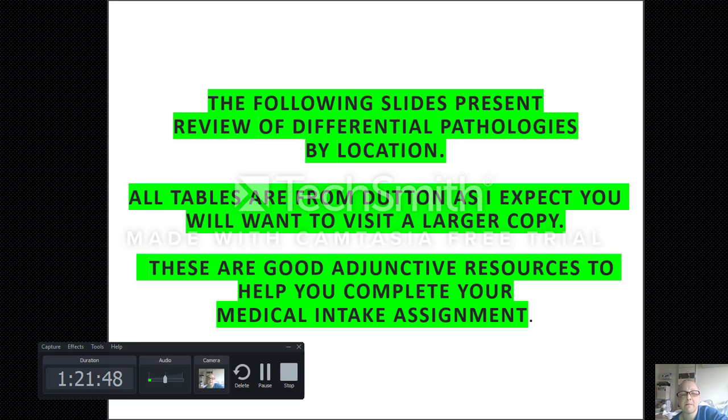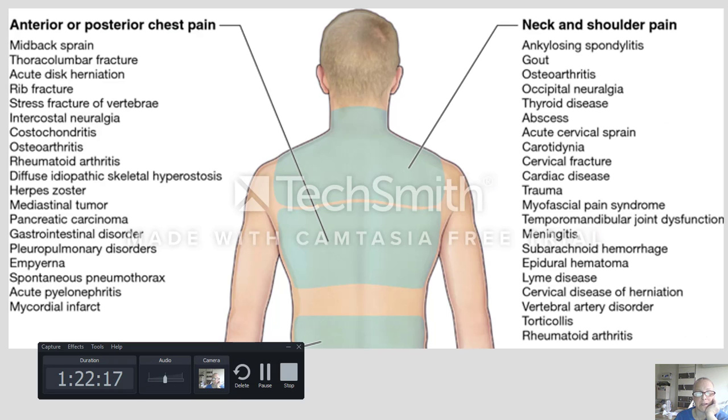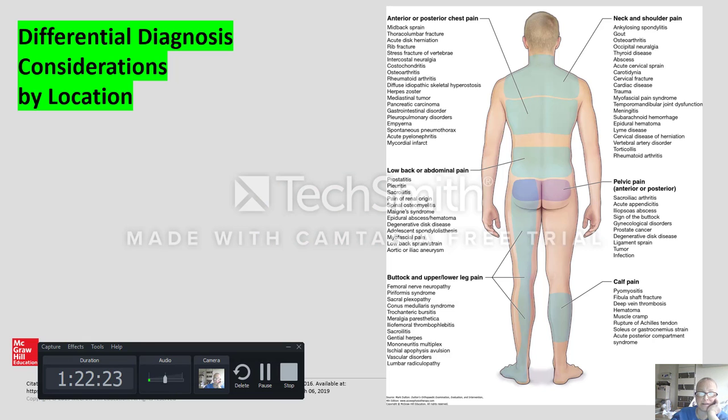The following slides review differential pathologies by location. All tables are from Dutton, as I expect you will want to visit a larger copy. These are good objective resources to help you complete your medical intake assignment. Differential diagnosis considerations by location. And as you can see, I just blew up that big chart in the previous slide. I just went ahead and blew it up.